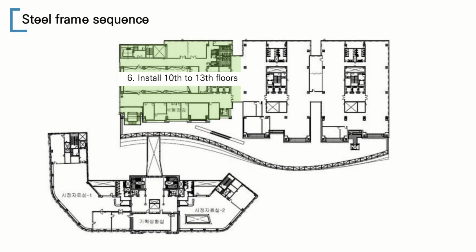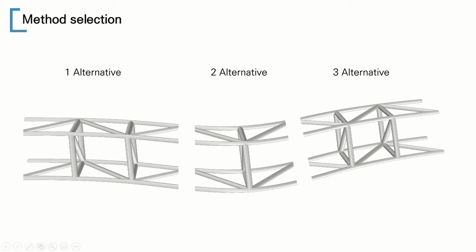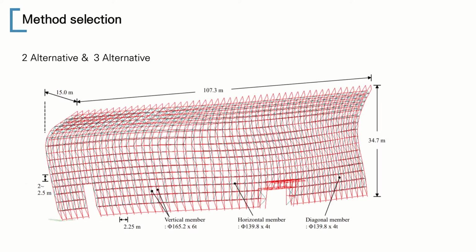From now, we'll discuss the curtain wall. Curtain wall frames consist of a combination of truss structures. The contractor had three alternatives to join trusses. First is to use a pin on both the top and bottom. Second alternative is a slot on the upper and a pin on the lower. Third is a pin on the upper and a slot on the lower. The second and third alternatives were not hinged.